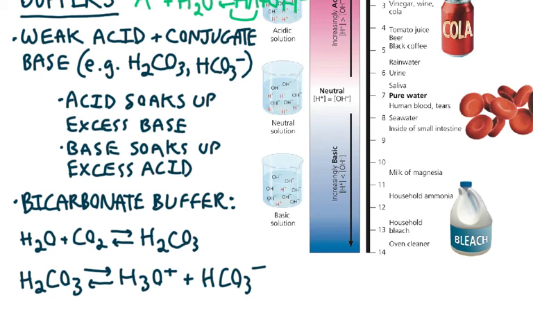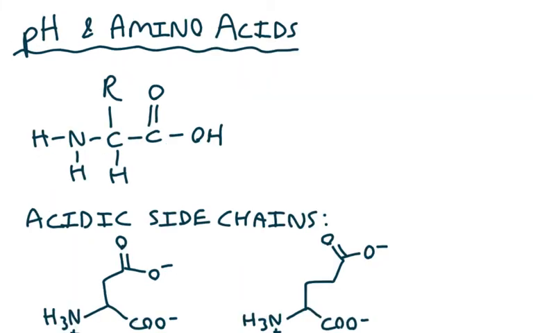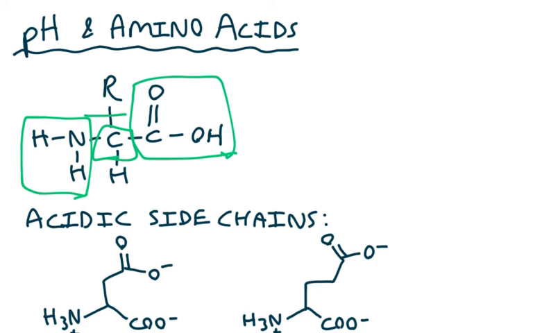So that's buffers. And there's one more topic I want to look at in the vein of pH in biochemistry, and that is amino acids. So, as we know, if we've watched the protein video, amino acids have 4 components. They have an alpha carbon, a hydrogen, which I don't count as one of the 4 because it's just a hydrogen, an amino group, a carboxylic acid group, and a side chain.